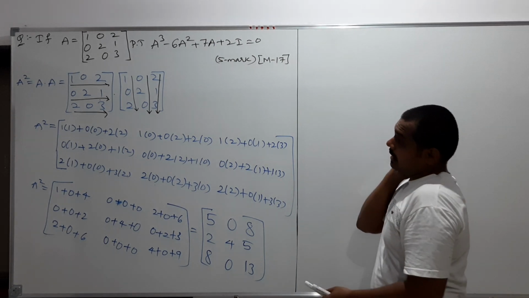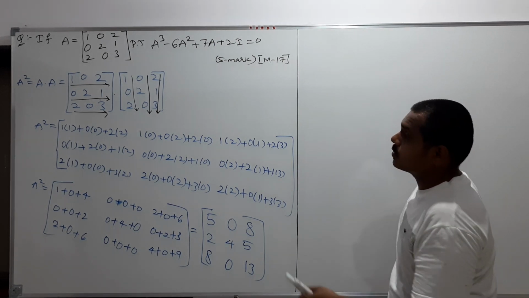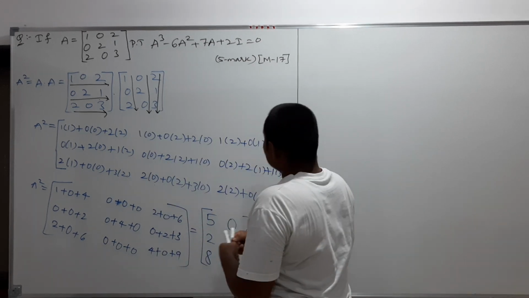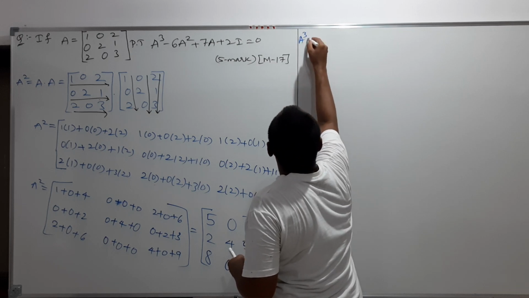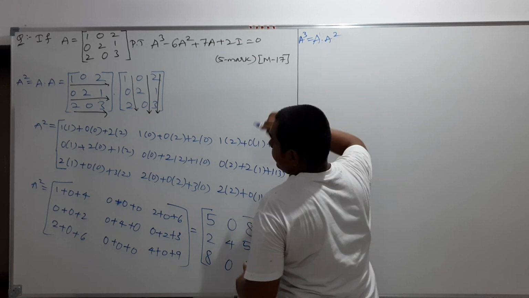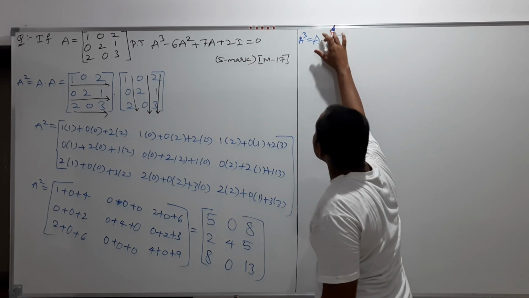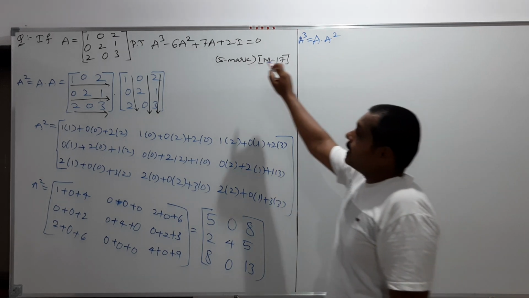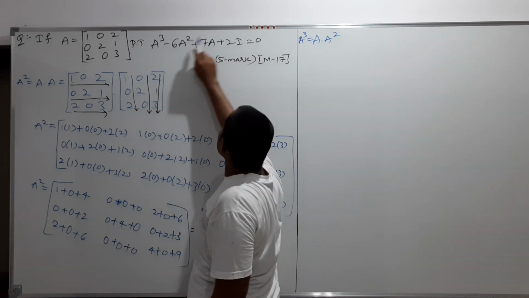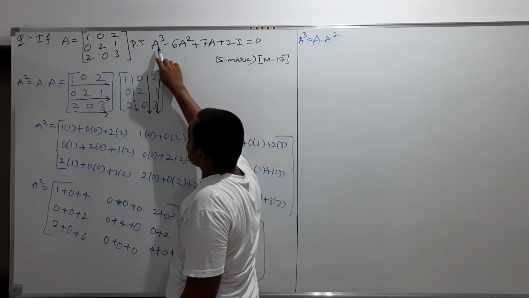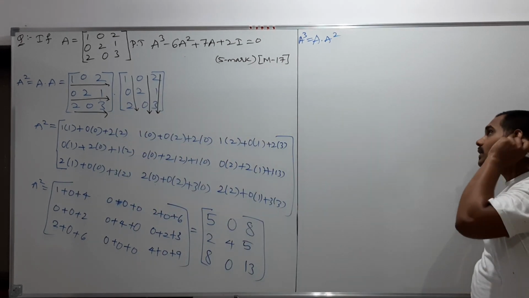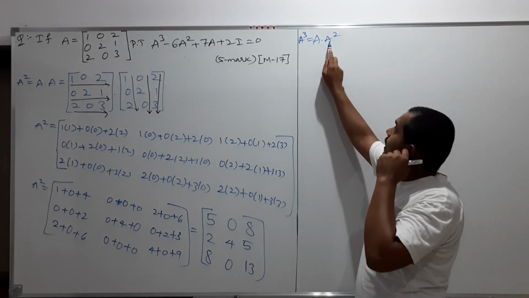Now we require the A cube value also. So what is the A cube value, my dear students? To find the A cube value, I will multiply this. A cube is equal to A into A square. A into A square is nothing but A cube itself. I required this to prove that this value must be equal to 0. So here I require the A square value and the A cube value. The A square value I already calculated. Next, I require the A cube value. To calculate the A cube value, my dear students, I am multiplying A into A square.